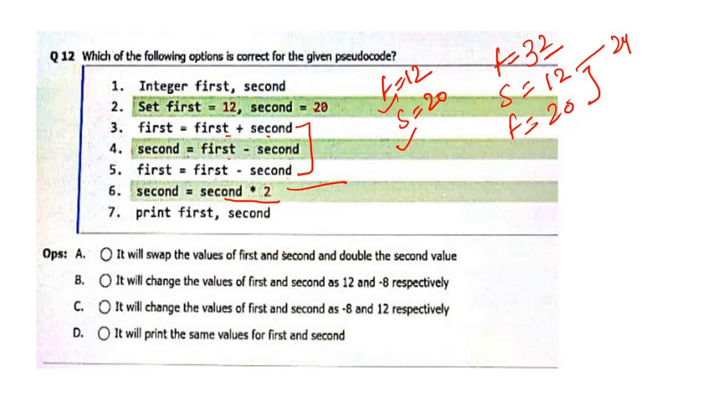So from the given options, you have to select what is basically happening in this code. The first option is it will swap the values of first and second. Yes, that is what is happening. And double the second value. Yes. So after swapping the values, we are just doubling the value of the second variable. So option A itself will be the correct answer. Let's see the next question now.